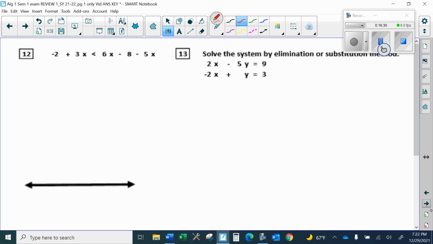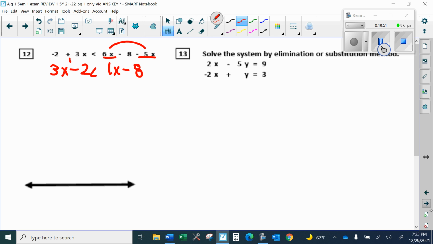All right, 12. Again, we have combining like terms and solving for x. There's nothing to combine on the left side, but here we have 6x minus 5x. 6x minus 5x is 1x. And I'll just rearrange this, put it in standard form. Remember, standard form is highest degree down. So I have an x to the first, it's degree 1.